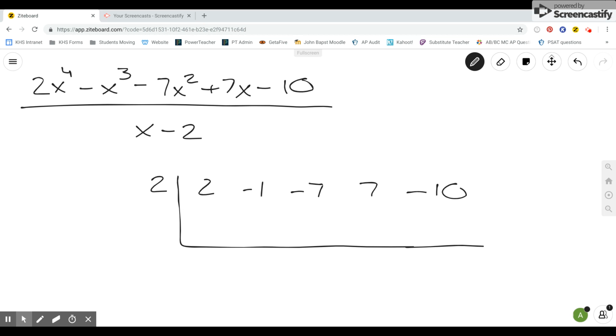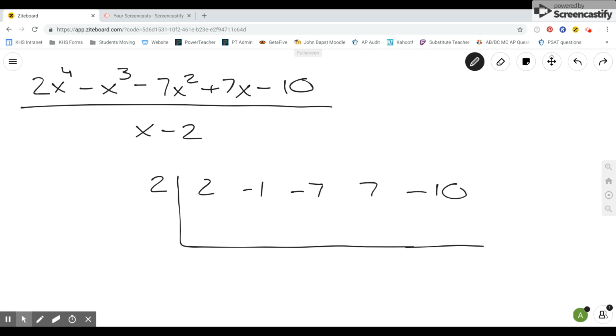So our x to the fourth term has a coefficient of 2, x cubed is -1, x squared is -7, x is 7, and then x to the 0 is -10. If you didn't have a coefficient for a term, let's say we didn't have an x term, then we would have to have a 0 right here. But we do have an x term, so we're good.